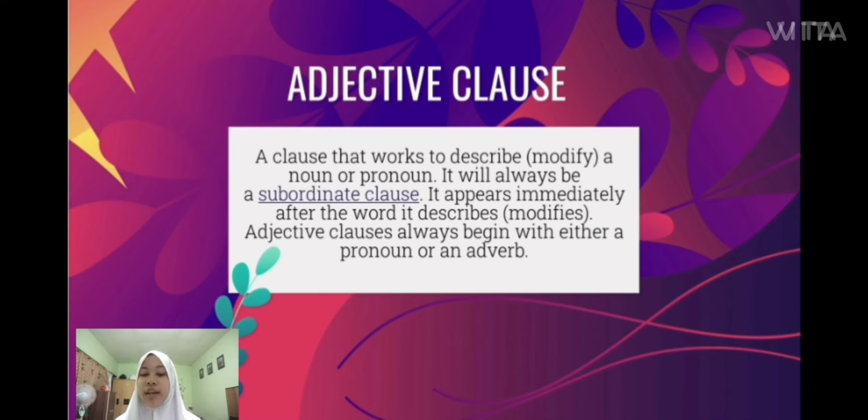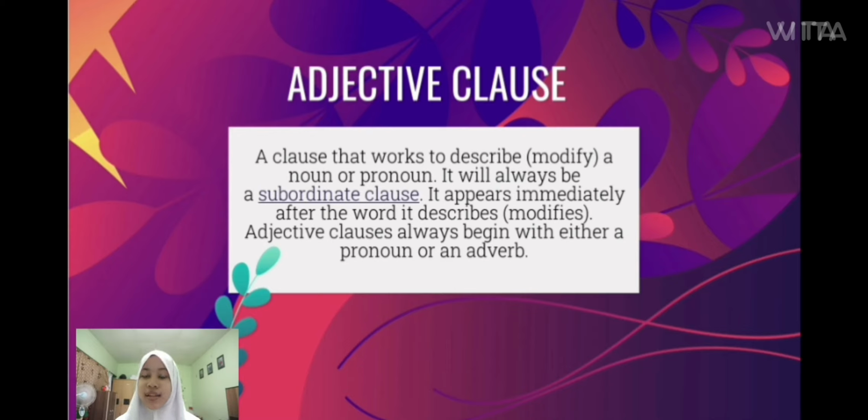Adjective clause is a clause that works to describe or modify a noun or pronoun. It will always be a subordinate clause, and it appears immediately after the word it describes or modifies. Adjective clauses always begin with either a pronoun or an adverb.